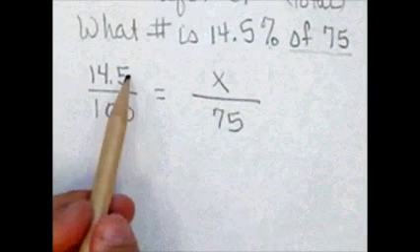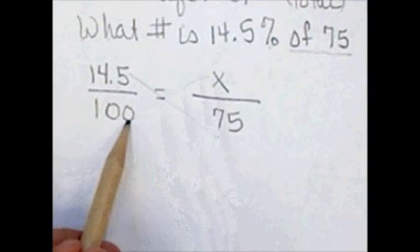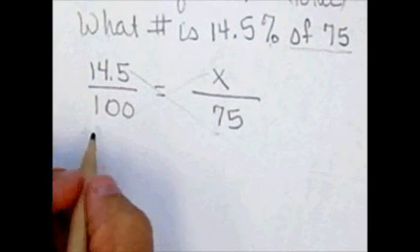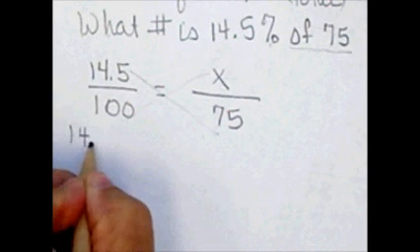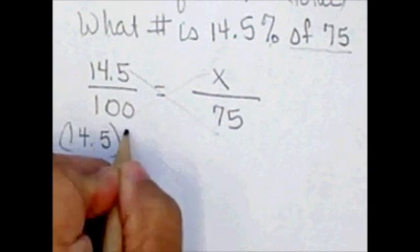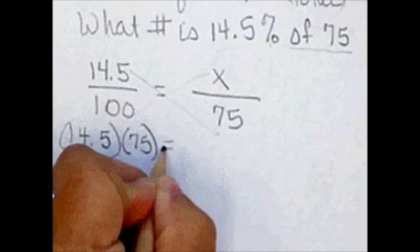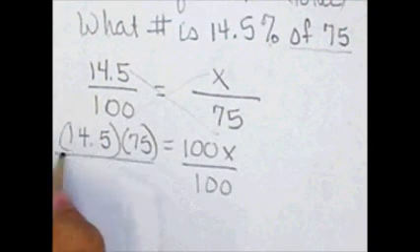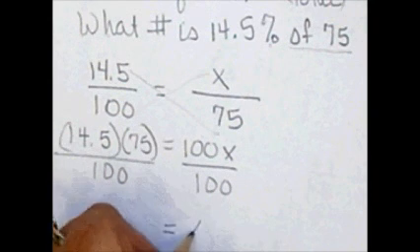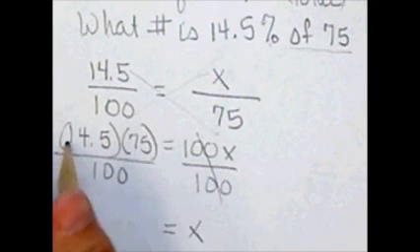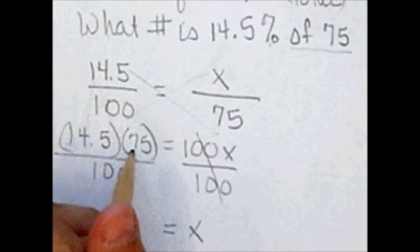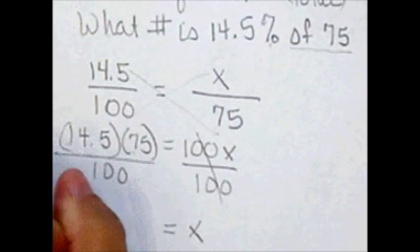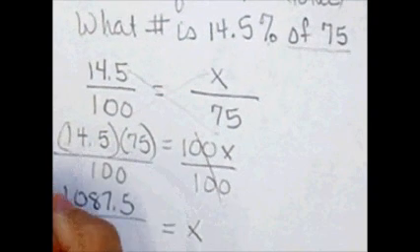So then you would get 14.5 times 75 equals 100x, and then divide by 100. So x equals 14.5 times 75, which would be 1087.5 over 100, and dividing by 100 moves the decimal 2 places, so it's 10.875.